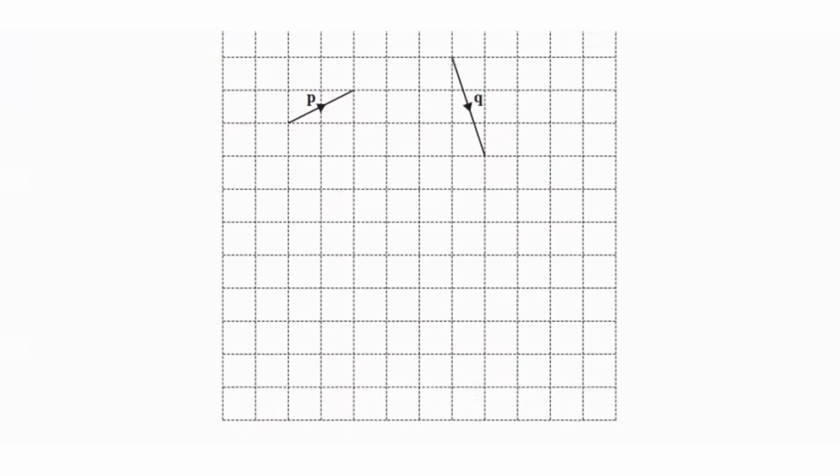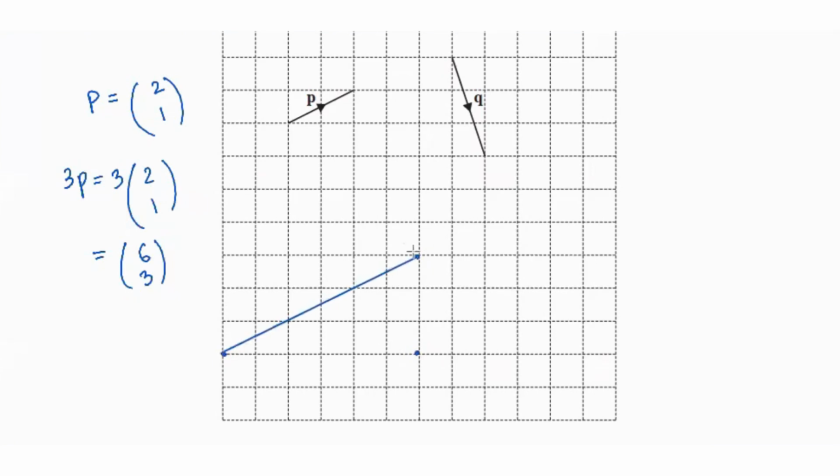So for 3p, we know that our vector is 2, 1. So if you find 3p, that's going to be 3 times 2, 1, which is 6, 3. So if you start from over here, you're going 6 points to the right and 3 up. So 1, 2, 3, 4, 5, 6. 1, 2, 3. So basically, this is our 3p.